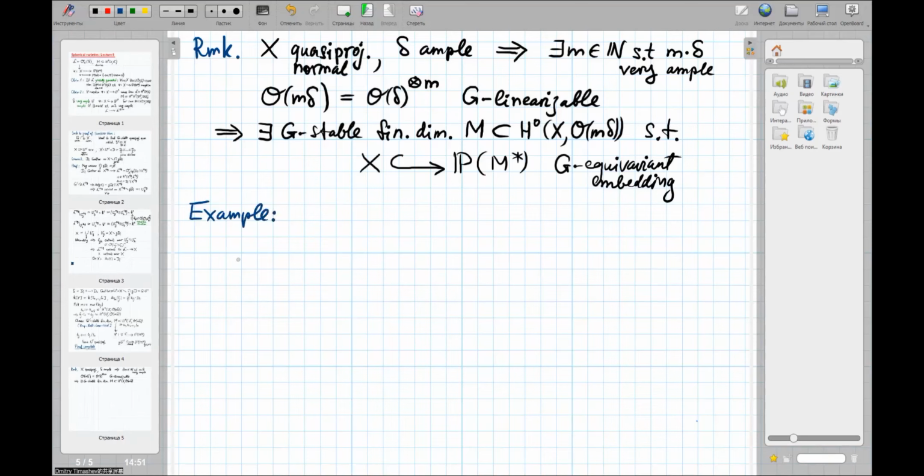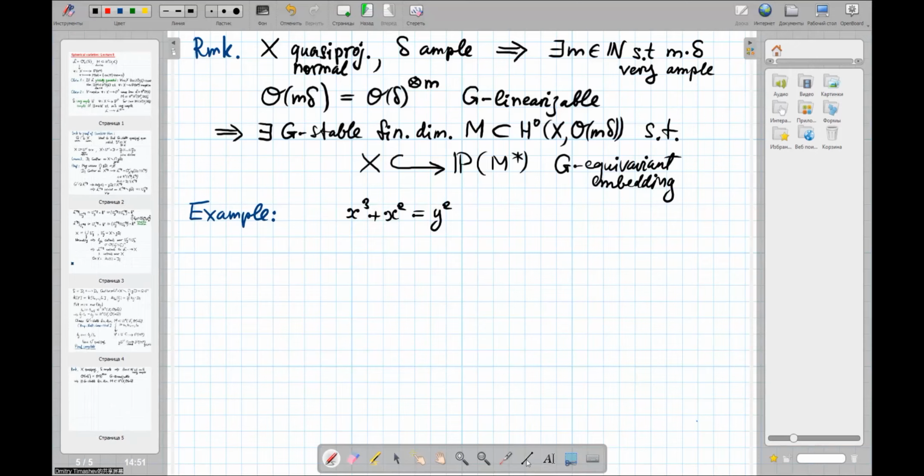So consider the nodal curve on an affine plane, which is defined by this kind of equation: x cubed plus x squared equals y squared. Let me draw this curve for you on the affine plane. So it looks like this.